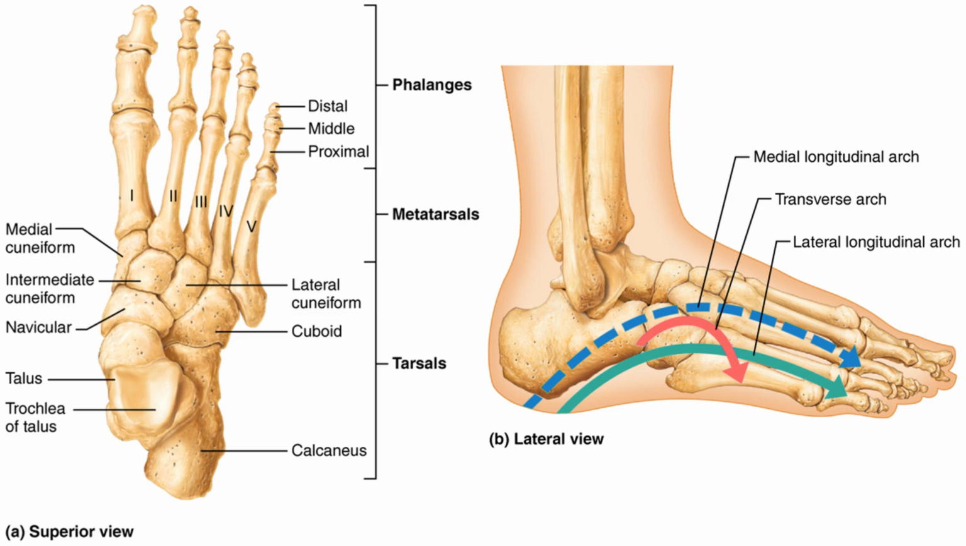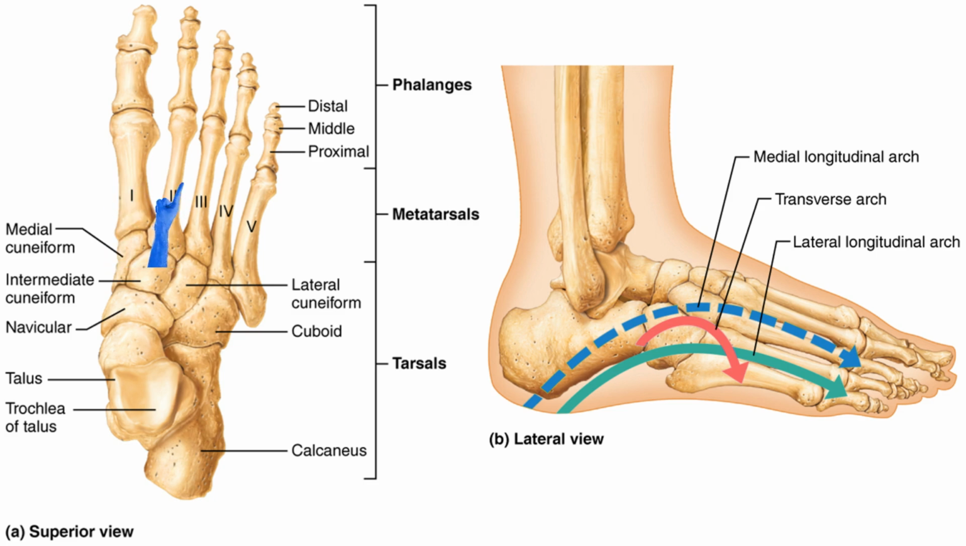Moving to the anterior tarsals, we find the navicular, then the cuboid, and the 3 cuneiforms, the lateral cuneiform, the medial cuneiform, and the intermediate cuneiform.